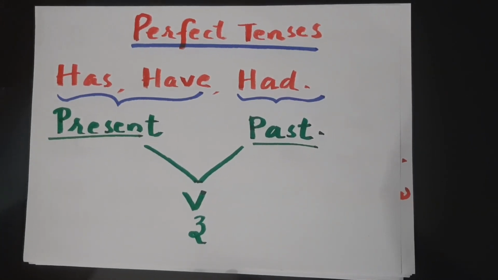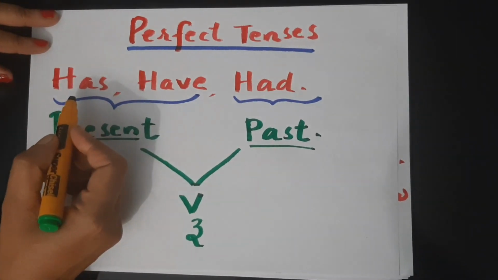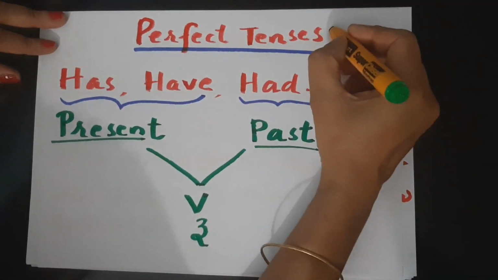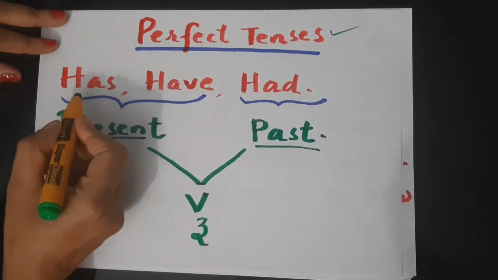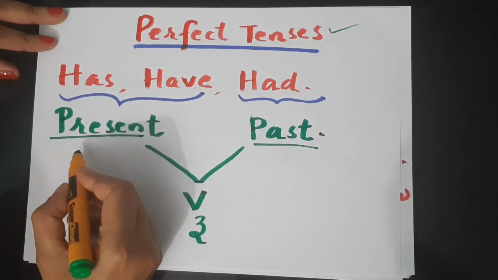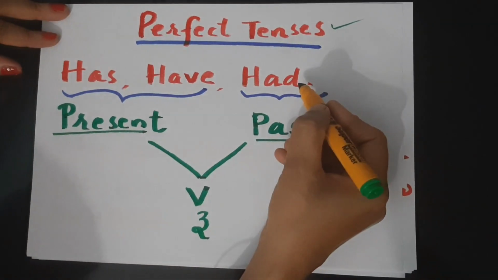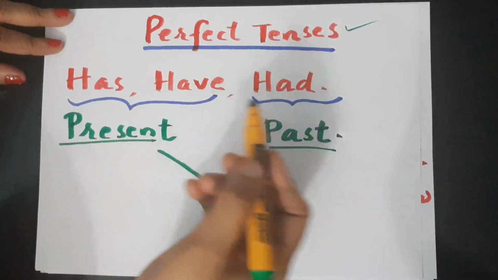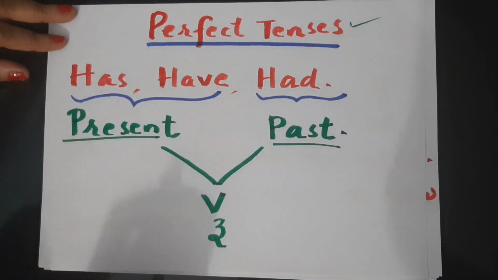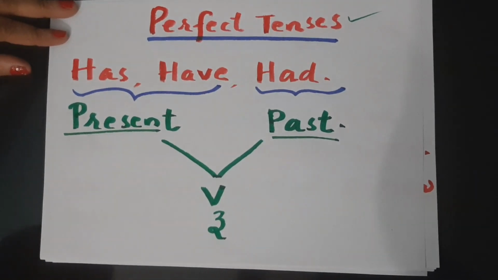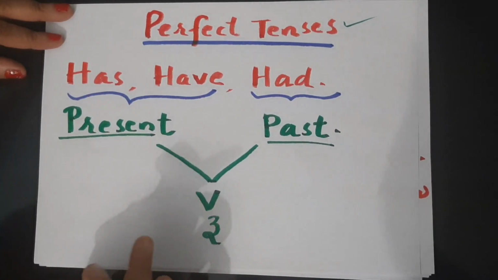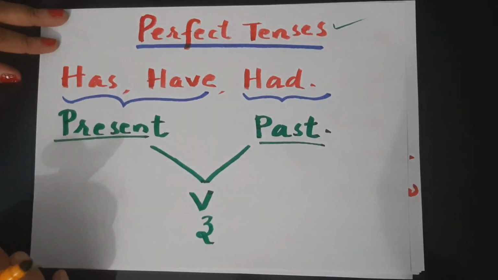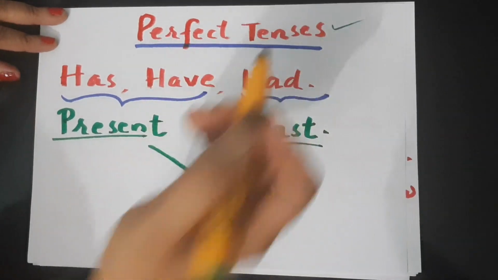Okay, so as I told you, the auxiliaries has, have and had denote perfect tense. Has and have is present perfect. Had is past perfect. Along with has, have and had, you can use only the V3 form of the verb. This is the basic aspect you have to consider when you refer to the perfect tenses.